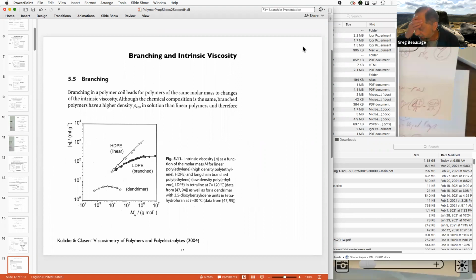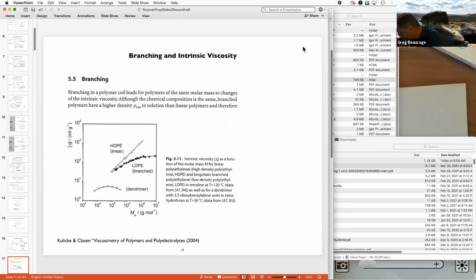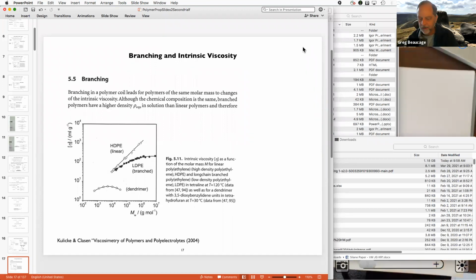So the business of branching for this thing is important too. I actually worked up a bunch of stuff on dynamic light scattering. It looks like it's probably not going to make it here today.